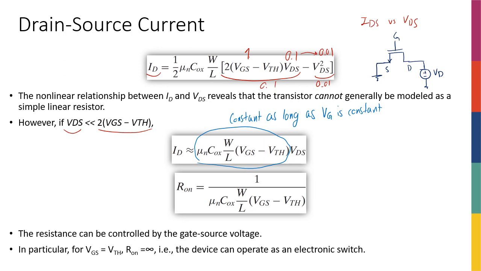So I can say that, well, that's 1 over R because of Ohm's law. So the on resistance of my channel is going to be 1 over this constant: 1 over mu n C ox W over L times (VGS minus VTH), right? By the way, I'm using mu n, the mobility of electrons, because the kind of MOSFET we are talking about is the N-type MOSFET.